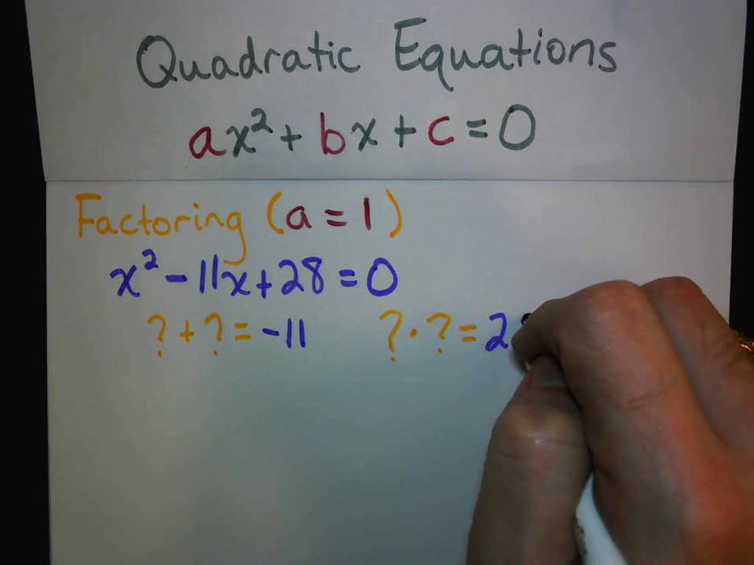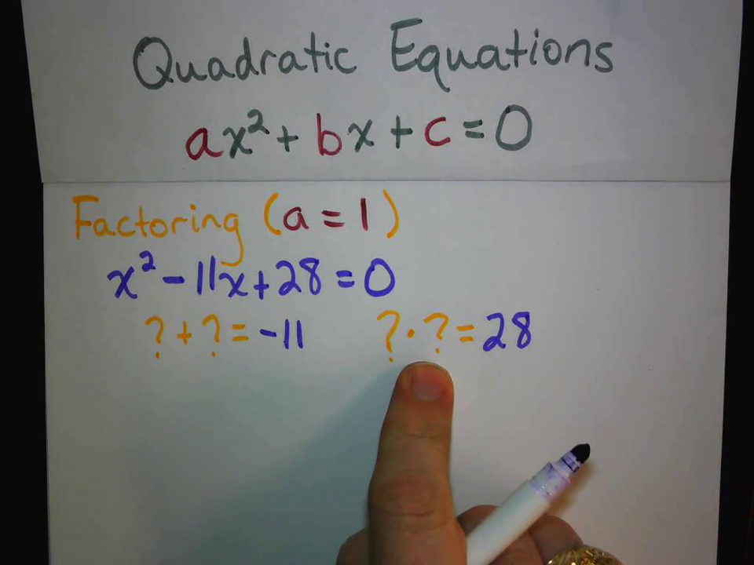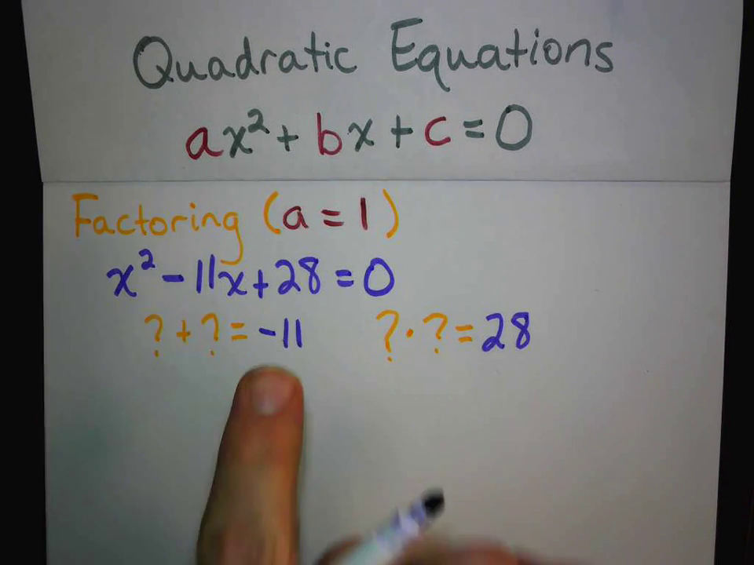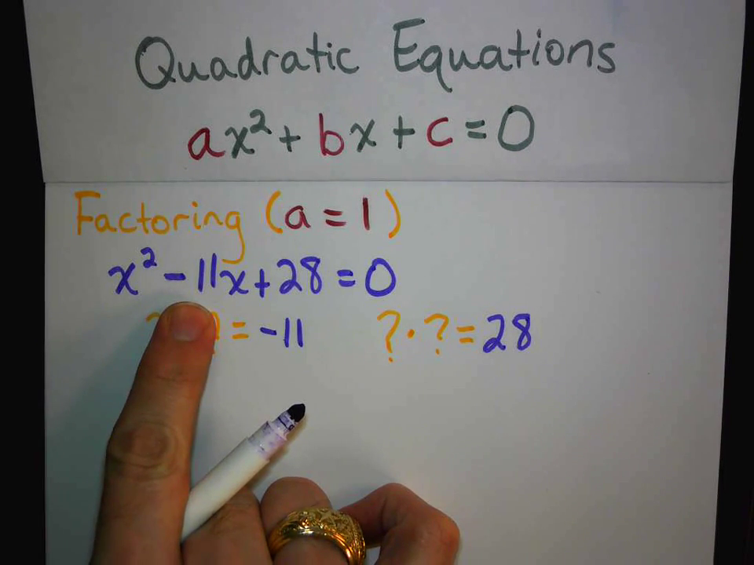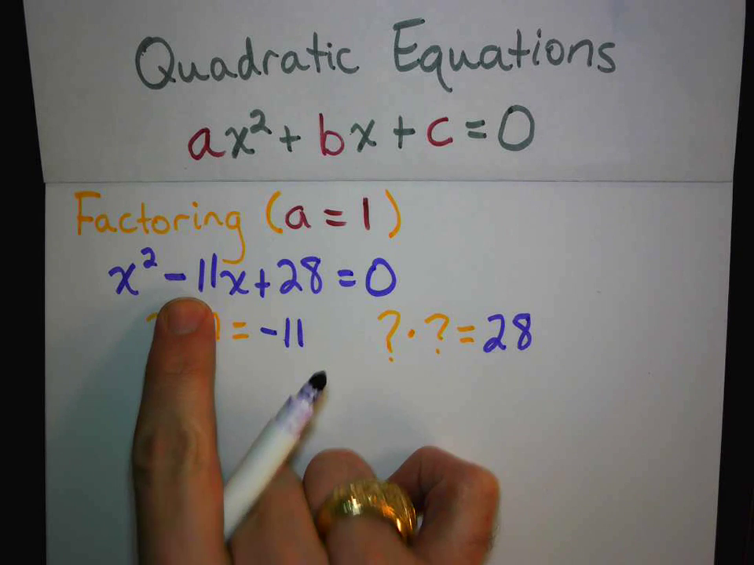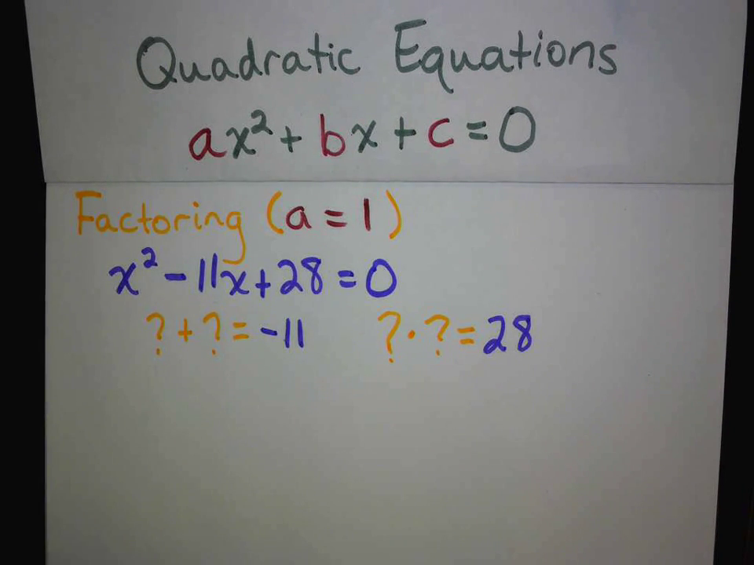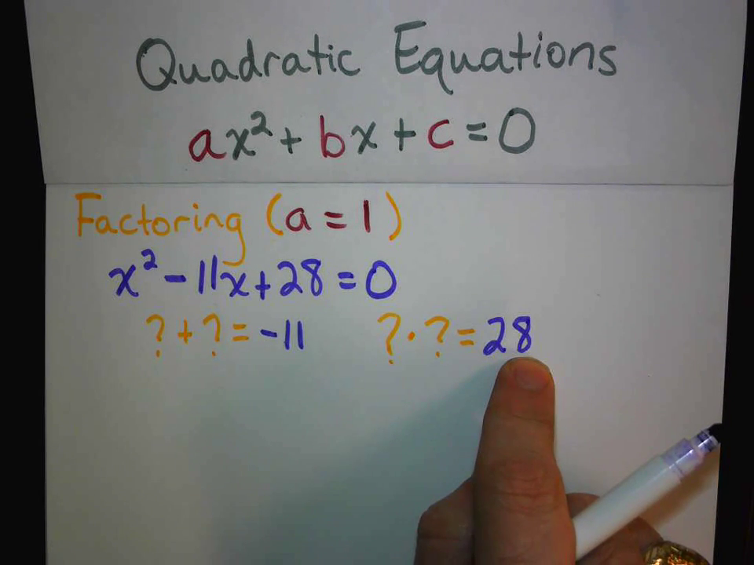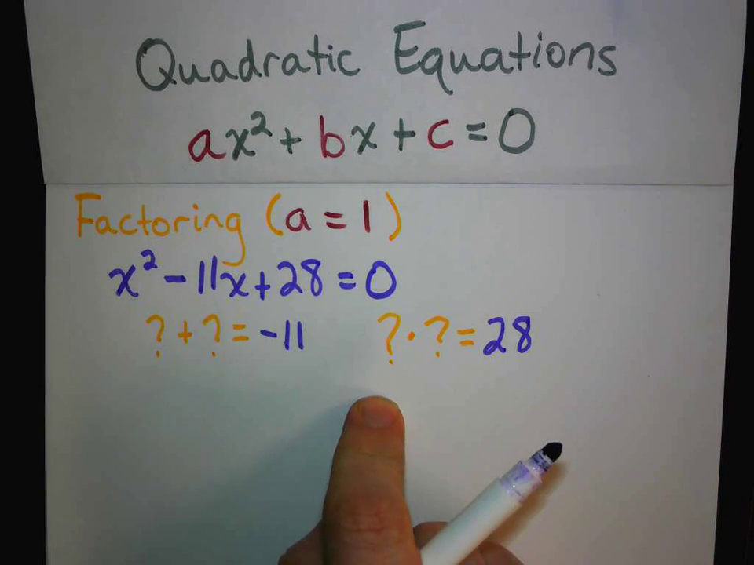Okay, so in this case, we're looking for two numbers that multiply together to make 28 and add up to negative 11. Now, be sure you don't ignore the signs in front of each number. If this is minus 11, that means we're dealing with a negative 11. So if I think about what I can multiply to make 28, well, 2 times 14 works, but 2 and 14 add up to 16, and that's not going to work here.